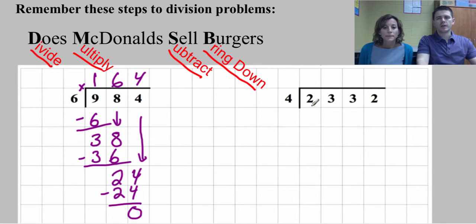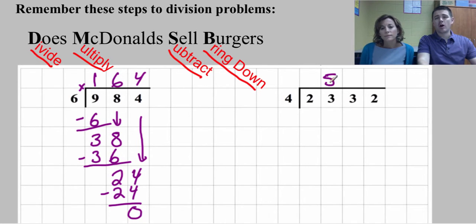All right, let's try the next one. 2,332 divided by 4. So again, our first step is to divide. How many times does 4 go into 2? Obviously, 4 can't go into 2, so instead of the first digit, we look at the first 2 digits, 23. 4 goes into 23 5 times. That's as close as we can get.